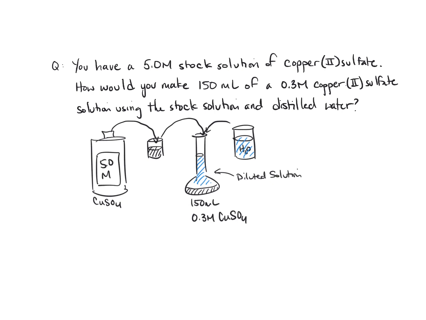Okay, so that's the thought process that goes into this. We need to figure out how much of this and how much of this need to be added together. But let's write out our givens. We have M1 is equal to 5.0 molar. That's our stock solution. We do not know how much of this we need. Our M2 is 0.3 molar CuSO4. And our V2, the volume that we're going to make, is 150 milliliters, which is equal to 0.15 liters.